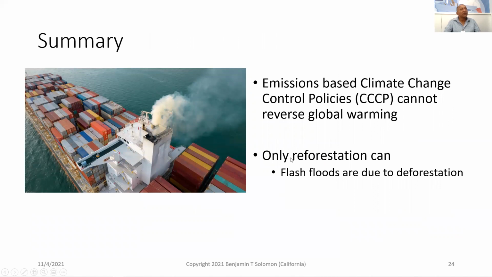In summary, emission-based climate change control policies cannot reverse global warming, only reforestation. And there are news reports which say that there were flash floods here, there was flooding there, and all those sort of things. That's not due to climate change. That's due to deforestation. When you do not have enough trees in the soil, there's nothing to hold the running water, and it collects very quickly in the gullies and the channels and becomes flash floods. Do not confuse the two.